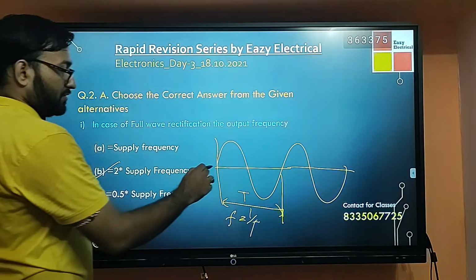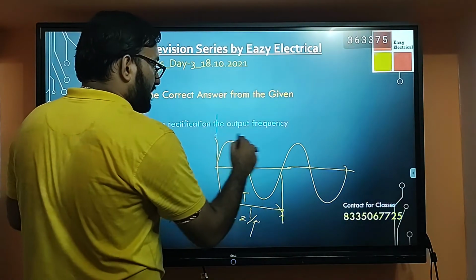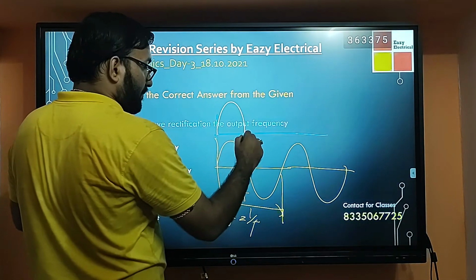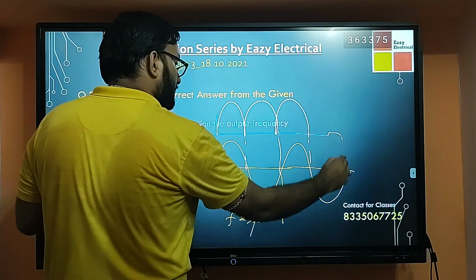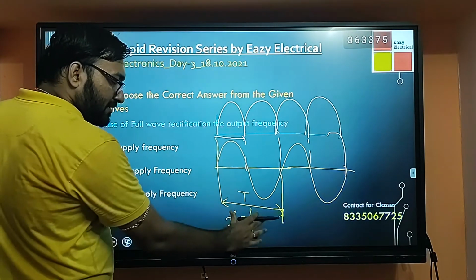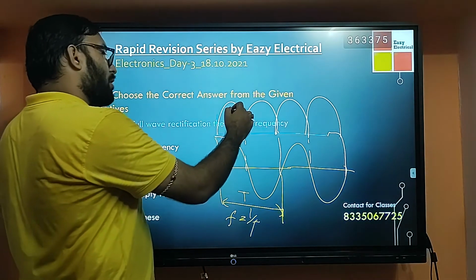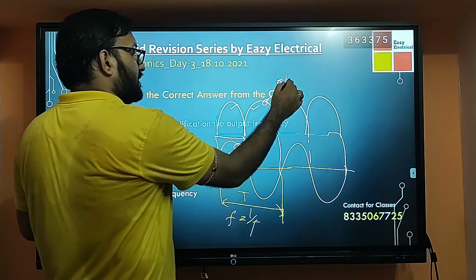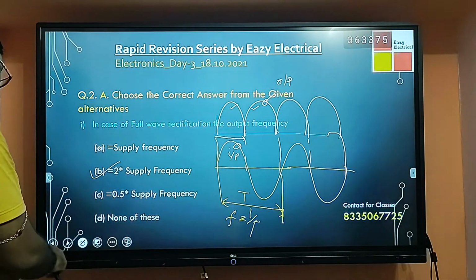Now the same thing happens for rectification. Suppose I draw a rectification diagram here, then what will happen? Something like this will occur. What we can observe from this figure is that the time period has become this time period. So in a single cycle of input there are two output cycles present. This is your input cycle, and this is your output cycle. For the same time period, the input has a single wave and the output has twice the waves. So the frequency will be 2 times.